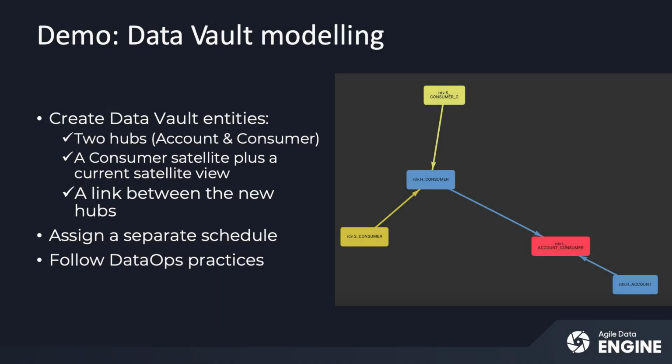Today, we will demonstrate a common data modeling scenario where several new Data Vault entities will be created and integrated into an existing data warehouse model. We will use Agile Data Engine to create hubs, satellites along with corresponding current satellite views, and populate a link to connect the new hubs. These new entities will be loaded according to a new schedule. Following data ops practices, the work will be deployed frequently, and the model will grow incrementally step by step.